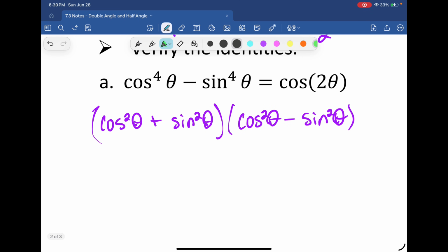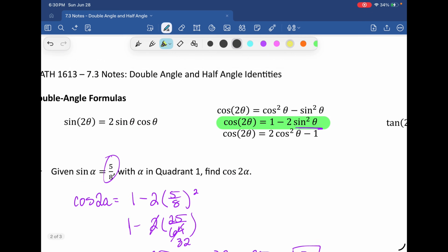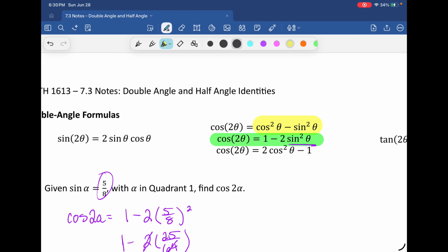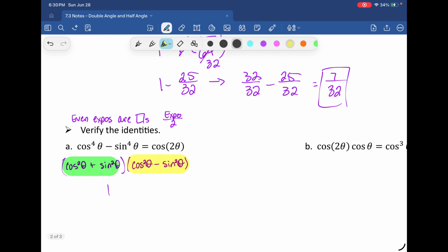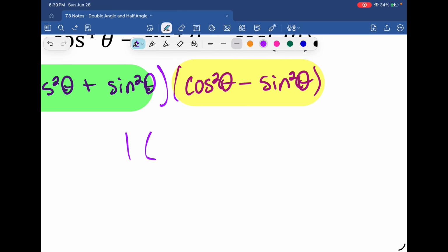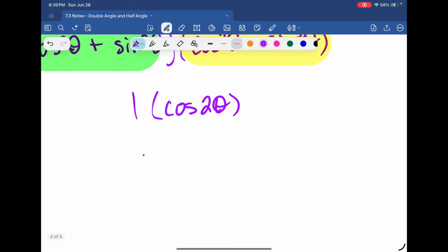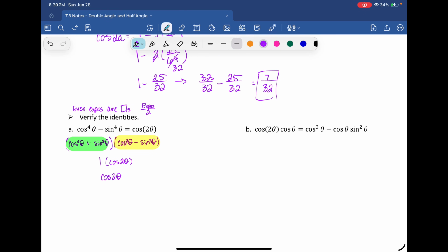Cosine squared plus sine squared is 1. Cosine squared minus sine squared, if we look back up here, that's cosine 2 theta. And 1 times cosine 2 theta is cosine 2 theta. So we got the left side to equal the right side.